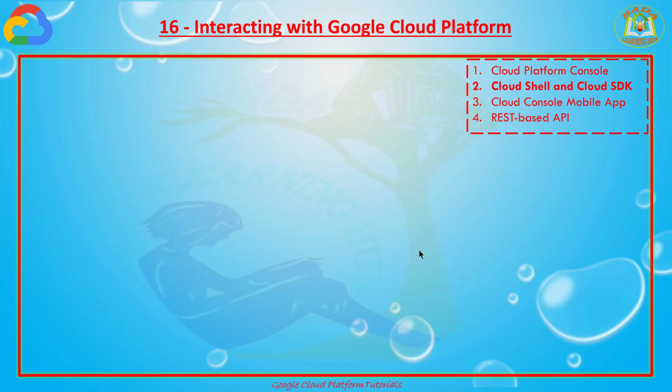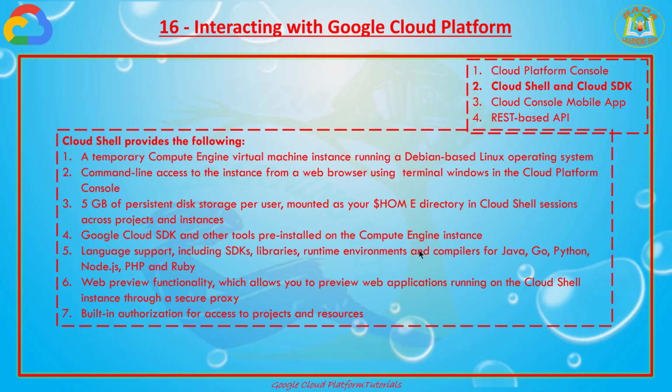Cloud Shell provides a temporary Compute Engine virtual machine instance running on a Debian-based Linux operating system. It gives command line access to the instance from a web browser using terminal windows in the Cloud Platform Console. It has 5 GB of persistent disk storage per user, mounted as the user home directory in a Cloud Shell session. You can access the projects and instances.